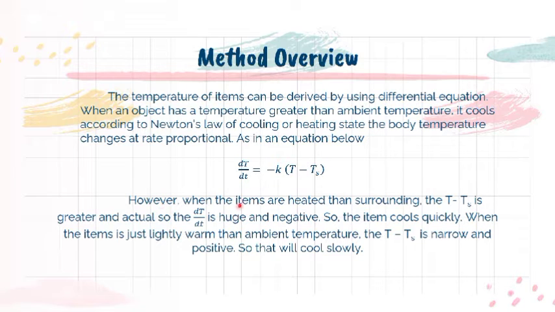However, when the item is much hotter than the surroundings, T - Ts is large and positive, so dT/dt is large and negative. So the item cools quickly. When the item is just slightly warmer than the ambient temperature, T - Ts is small and positive, so it will cool slowly.